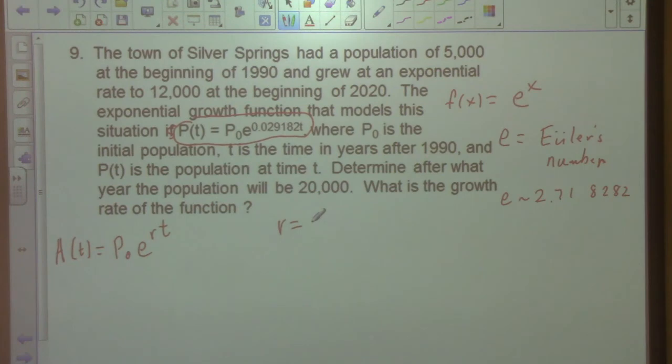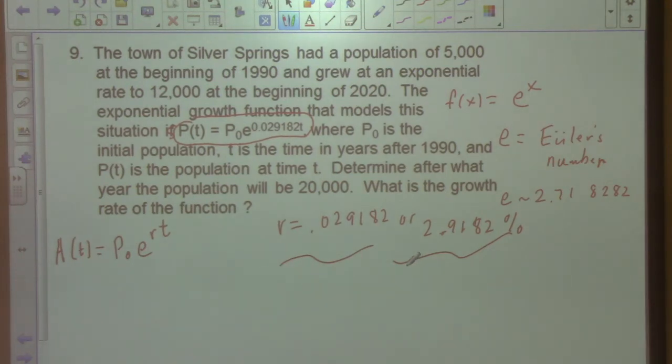Okay, R is the rate, and in this case the rate is 0.029182. Or, alternatively, you can write this as 2.9182%. All right, so that would be what R is, or what the rate is.